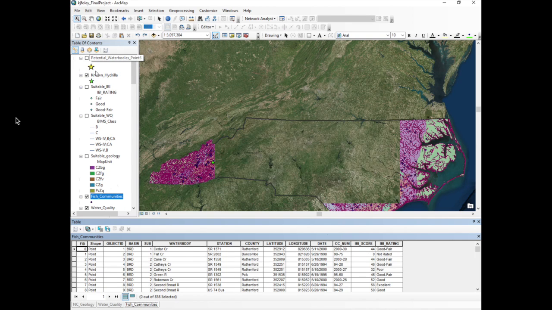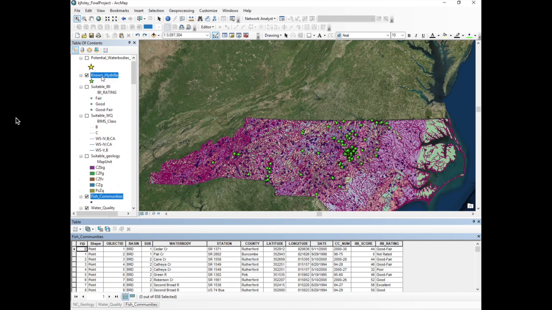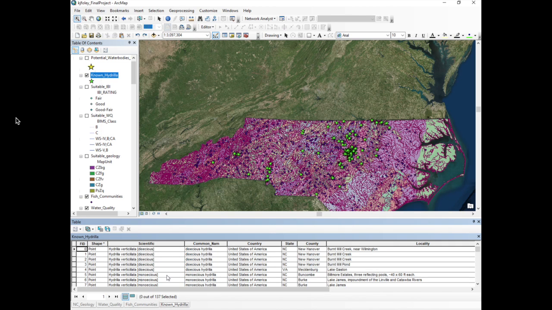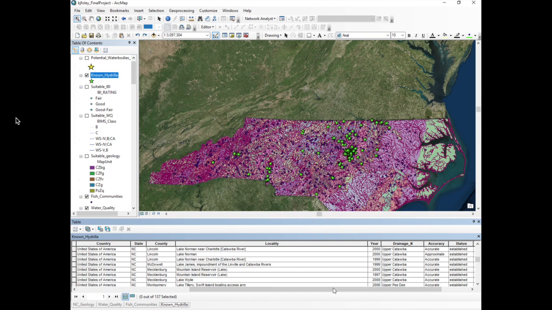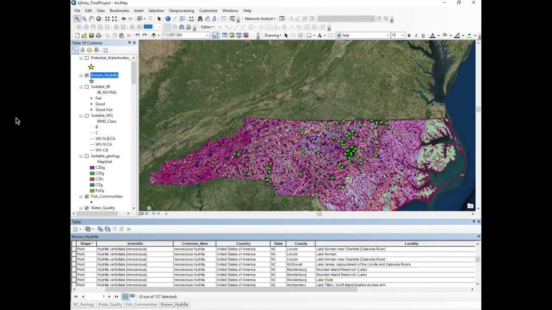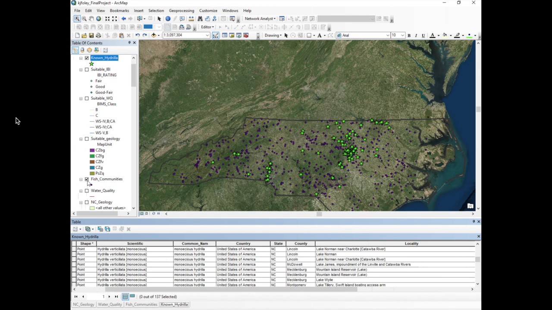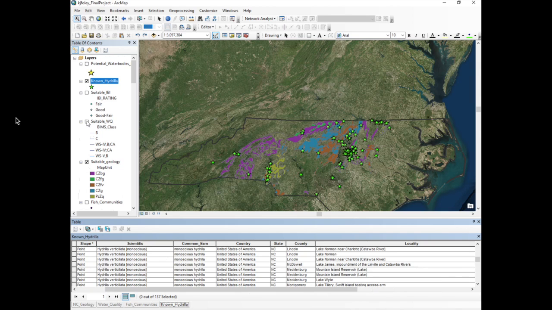And then lastly, I have the areas where we know Hydrilla has invaded North Carolina in the past. This data comes from the USGS, and it shows where all the locations are, and if you look at the attribute table, you can get a little bit more details of when it was found and the locality of every infestation. It's pretty interesting. But anyway, from these layers, I found which attributes intersected the water bodies where Hydrilla has been found in the past, and I made new data layers where only the suitable attributes are shown.